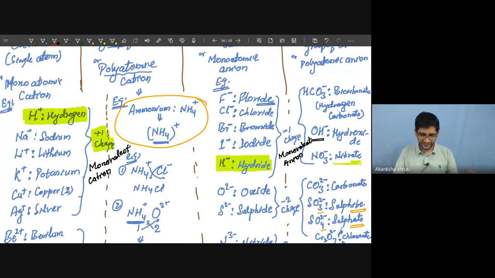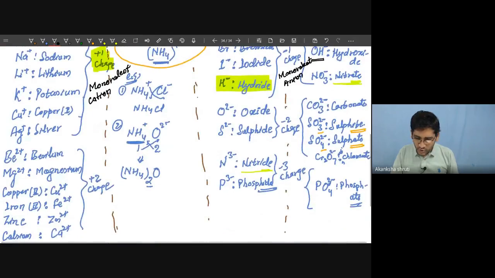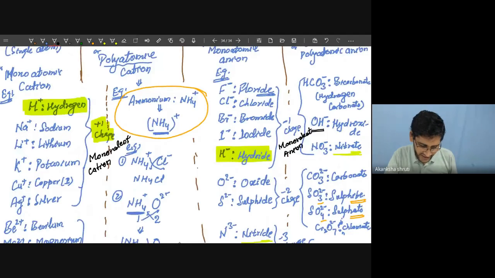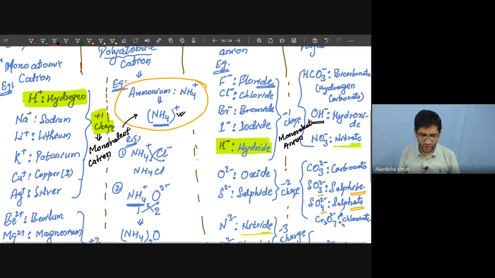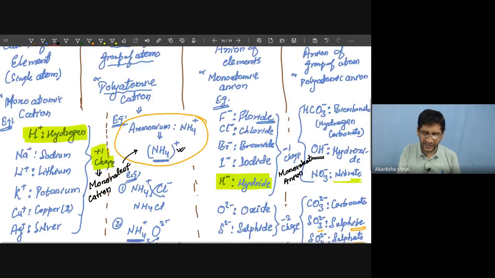Now coming to 2 unit charge, even this is also monovalent cation. Whatever we have taken, it is also monovalent. It is not depending on the number of atoms, but rather it depends on the charge, whether the charge is 1 or 2. So since the charge is 1 here also, it falls in monovalent cation. Means ammonium is also a monovalent cation, though it is a polyatomic cation.